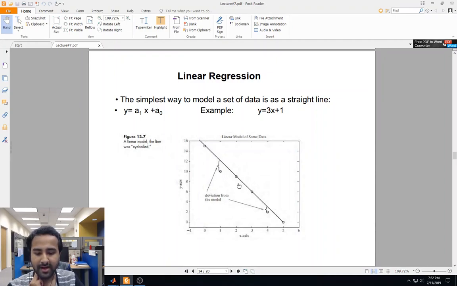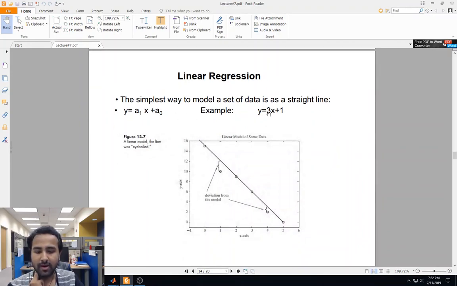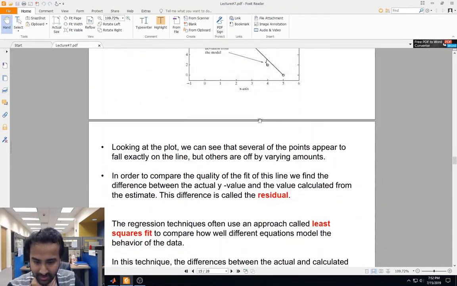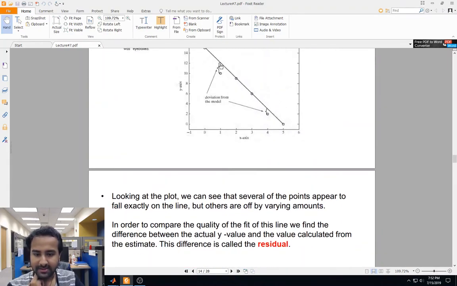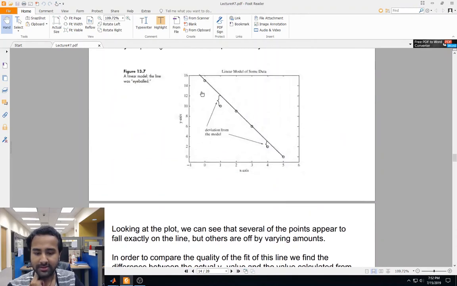And whatever line has the least amount of this deviation between all the points, that is the best fit line. And if it's a line that has the form of mx plus b, so a1x plus a0, this could be like y equals 3x plus 1, for example. So this distance right here, this deviation, we usually call it the residual, the difference between the line itself and the data point. And the least squares fit is how we figure out which one of the hundreds and thousands and infinite number of lines that could possibly fit here is the best line.